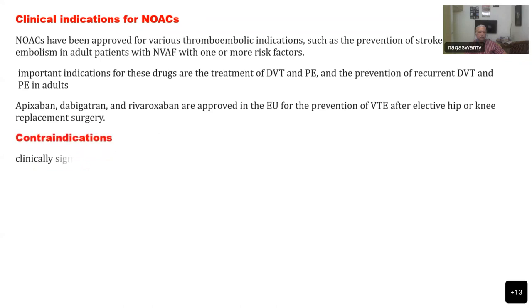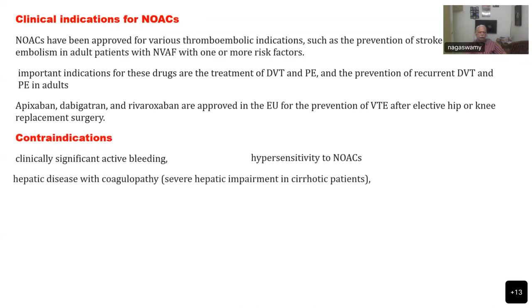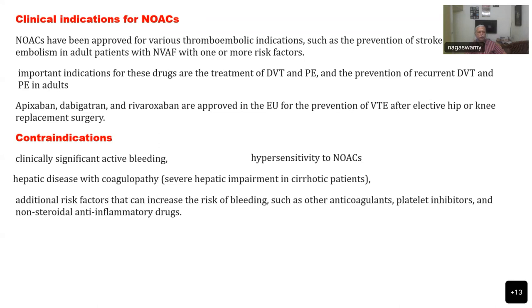And the contraindications: clinically significant active bleeding. If the patient has a bleeding tendency or any bleeding, for example bleeding piles, then you should not use that. Hypersensitivity to these drugs, that is common for any drug. And hepatic disease with coagulopathy. A severe hepatic cirrhotic patient with already a bleeding tendency is a contraindication. Additional risk factors that can increase the risk of bleeding, such as other anticoagulants, platelet inhibitors, and non-steroidal anti-inflammatory drugs. If these drugs are already causing a bleeding tendency, then don't add this drug.